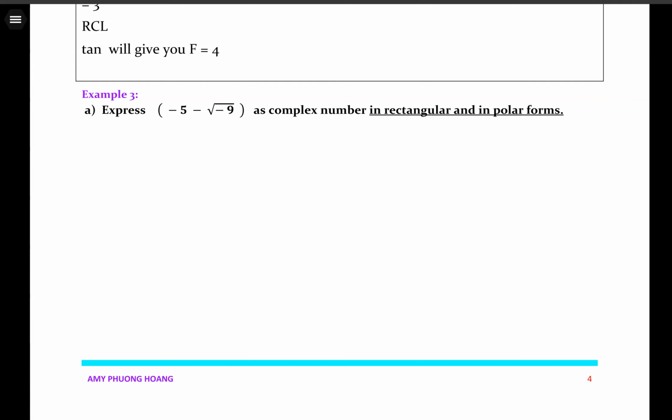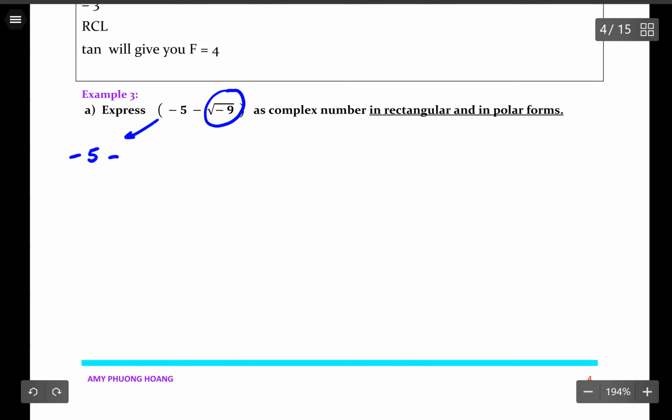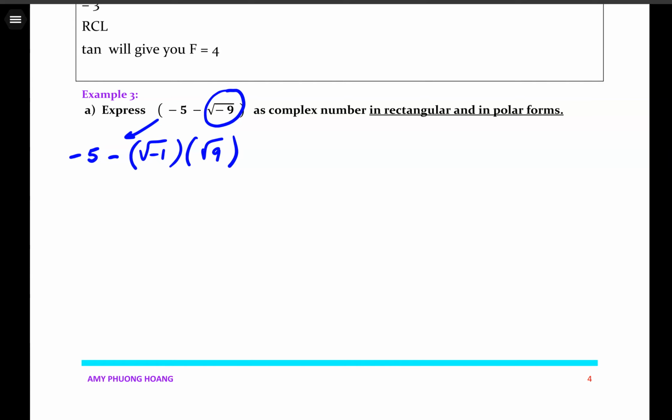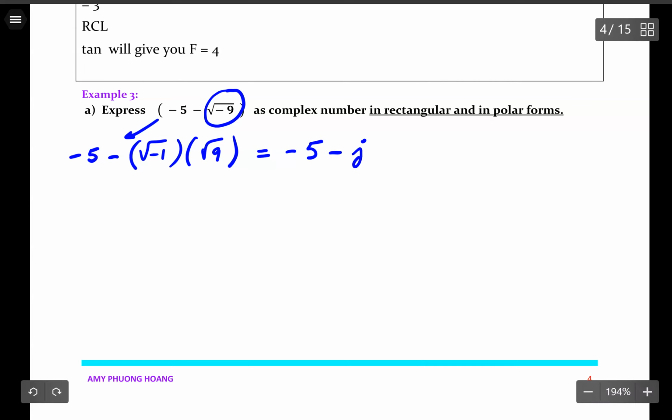Okay, so I will write -5, and then I will break this square root into 2 components: the square root of -1 multiplied by the square root of 9, because the square root of -1 multiplied by the square root of 9 gives me the square root of -9. So you can use the definition for the complex number. You can replace the square root of -1 with the letter J. Then the square root of 9 is equal to 3.